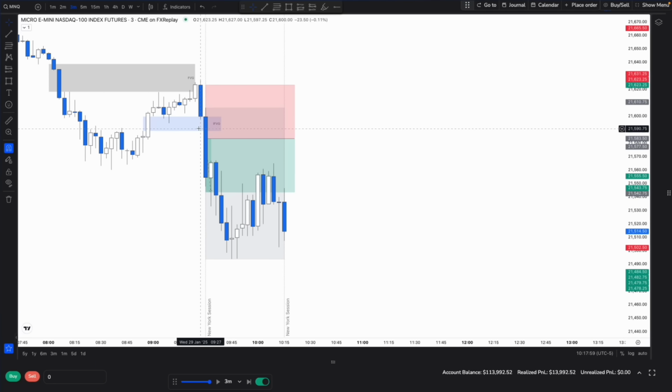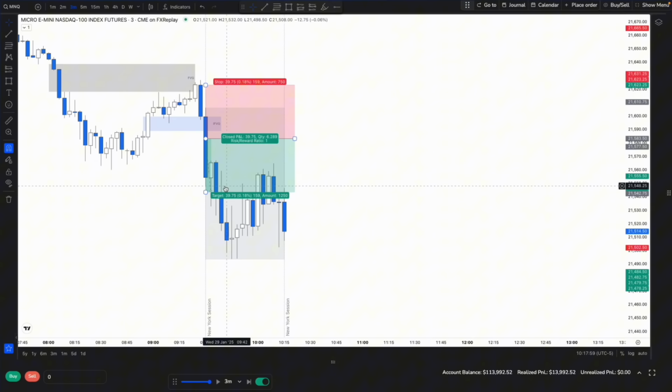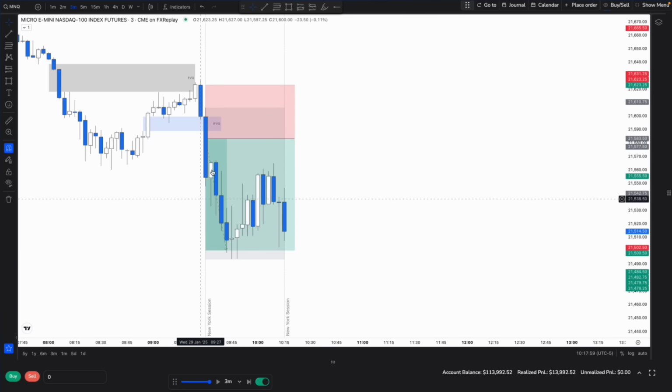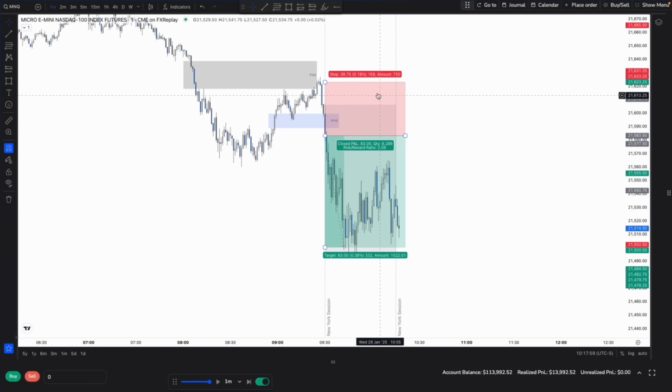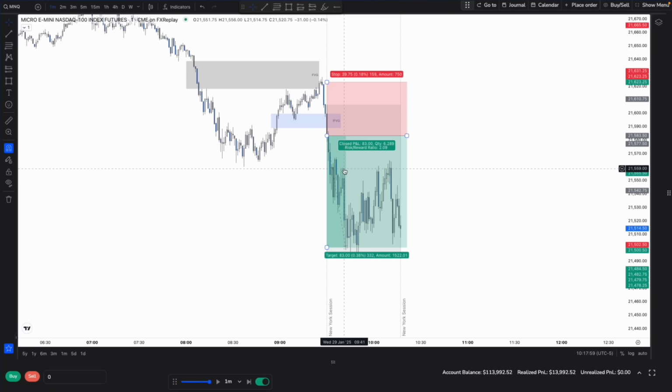As you can see, price drives straight into our target for 2R on that one very, very quickly. Once again, really nice momentum play out of that fair value gap right at market open for 2R, done within 10 to 15 minutes at market open.